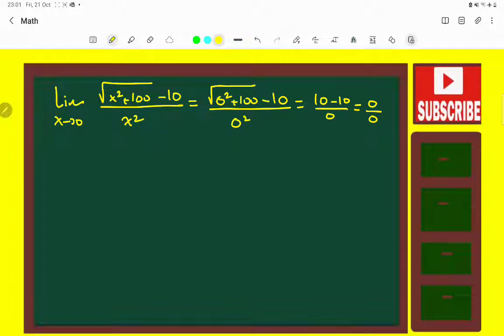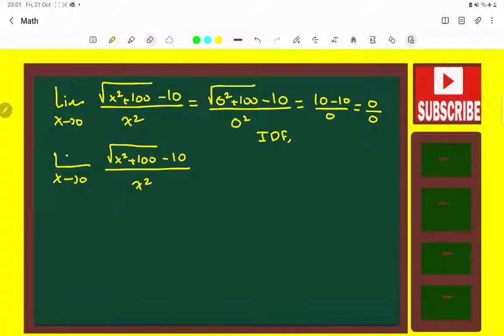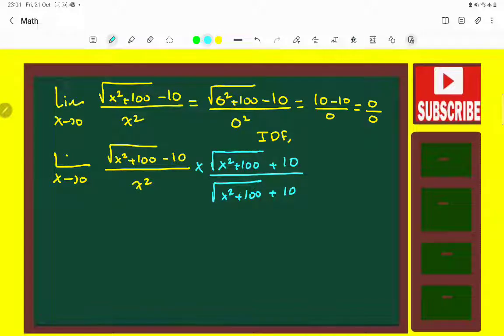And as usual, 0 over 0 is an indeterminate form, so it's an IDF case, which means that we need to figure out a different method to compute this limit. One of the methods that I can use here is to multiply by the conjugate, in which I'm going to multiply by (√(x² + 100) + 10) divided by (√(x² + 100) + 10). As you see, this quantity will not change the value because it's equivalent to 1. Whenever you multiply by a and divide by a, you're multiplying by 1, and multiplying by 1 will never change the quantity.